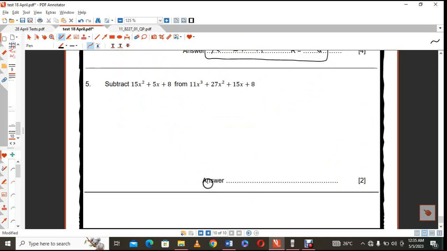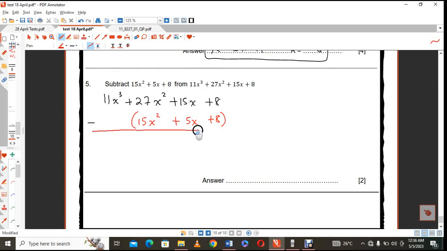Okay, let's do the last question. Now we are subtracting this whole expression from that expression. So this expression is written second. So I'm going to do it vertically. So 11x cubed plus 27x squared plus 15x plus 8. You were supposed to subtract, and I'm going to put that in brackets, very important. Okay, so I'm going to subtract the 15x squared, but you see I'm going to put 15x squared under the x squared, plus 5x over there, of course, plus 8. So this needs to be subtracted. Remember where my sign is.